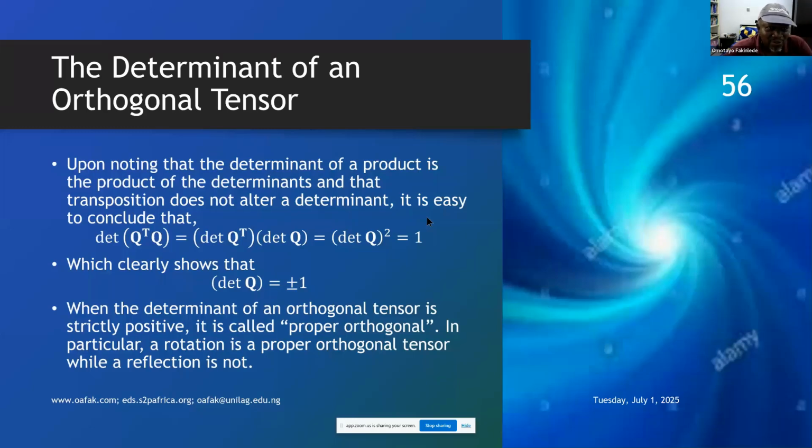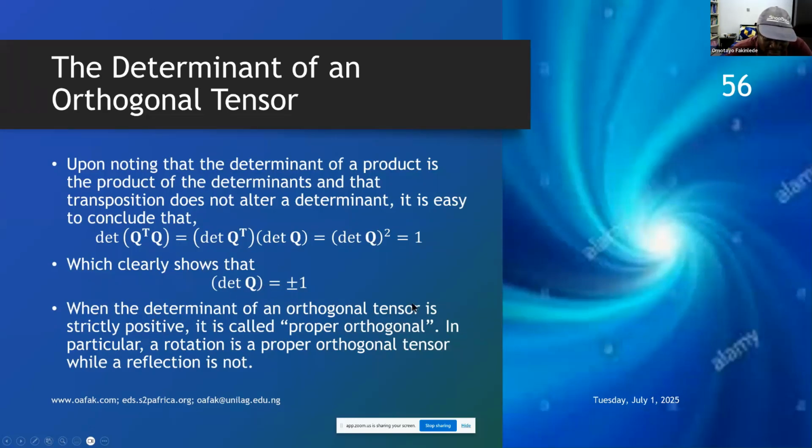The determinant of an orthogonal tensor. Upon noting that the determinant of a product is the product of determinants, and that transposition does not alter a determinant, it is easy to show that the determinant of an orthogonal tensor must either be +1 or -1, because the determinant of the square of it is 1. Some people may conclude that therefore its determinant is 1, but -1 will also satisfy this equation. So the determinant of an orthogonal tensor is either +1 or -1.